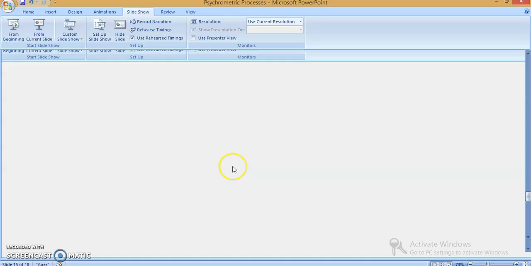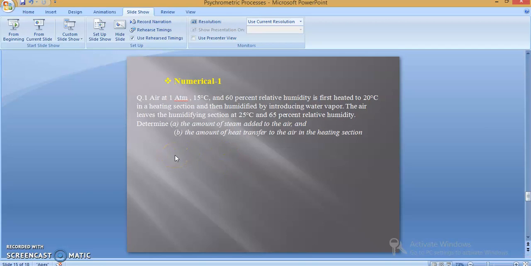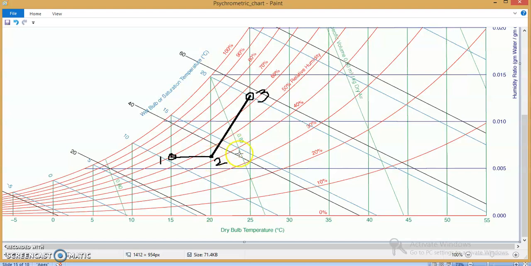Now the question is to determine the amount of steam added to the air. The amount of steam added to the air means we know that the air is humidified with the help of steam from process 2 to 3. So amount of steam added is nothing but the amount of moisture added from process 2 to 3. So 2 to 3 is clearly the process of heating and humidification with the help of steam. Actually it is humidification, but because of the addition of steam some temperature rise may also result. That's why you can observe dry bulb temperature increases from 20 to 25.